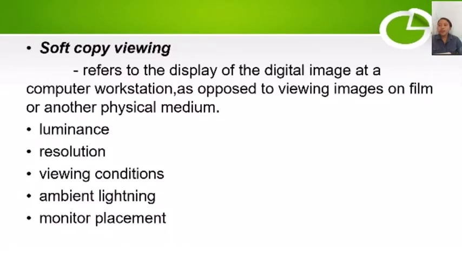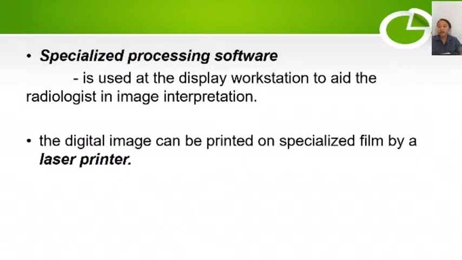Soft copy viewing refers to the display of the digital image at a computer workstation as opposed to viewing images on film or another physical medium, which is also referred to as hard copy. The quality of the digital image is also affected by important features of the display monitor, such as its luminance, resolution, and viewing conditions, such as ambient lighting and monitor placement. Specialized processing software is used at the display workstation to aid the radiologist in image interpretation. So in addition to soft copy viewing, the digital image can be printed on specialized film by a laser printer.